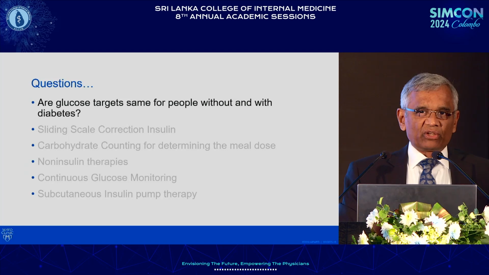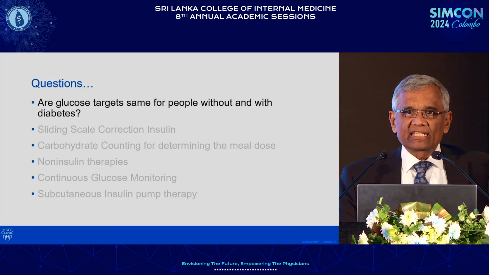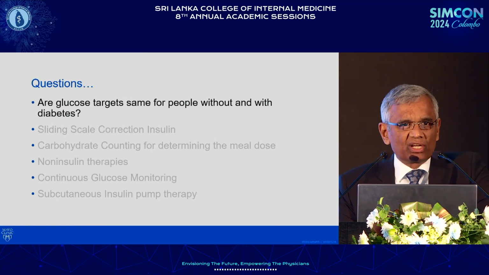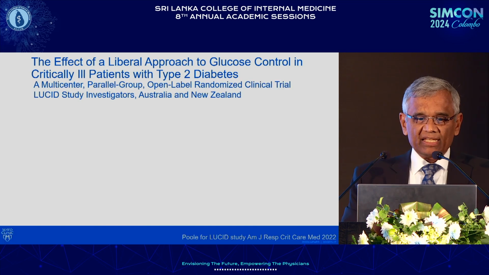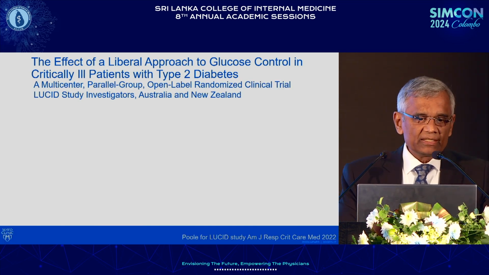Let's go to specific questions. The first question that I am addressing: are glucose targets the same for people without and with diabetes in hospital? And there is a very interesting study that I would want to bring to you. This is the effect of liberal approach to glucose control in critically ill patients with type 2 diabetes. And it is a multi-center study in Australia and New Zealand.